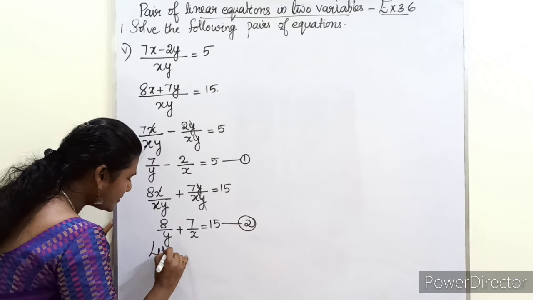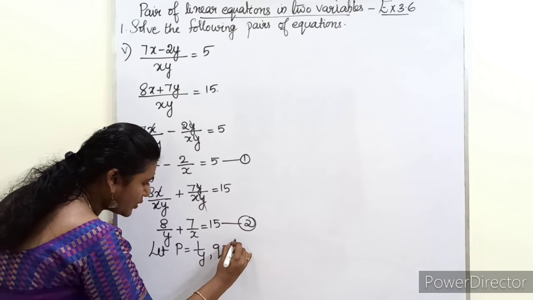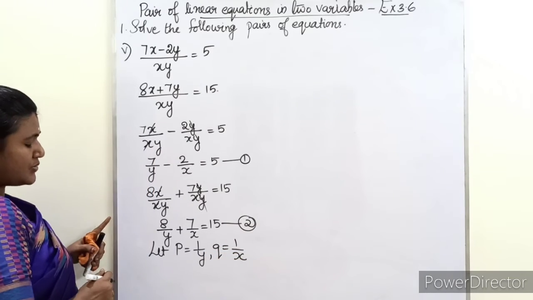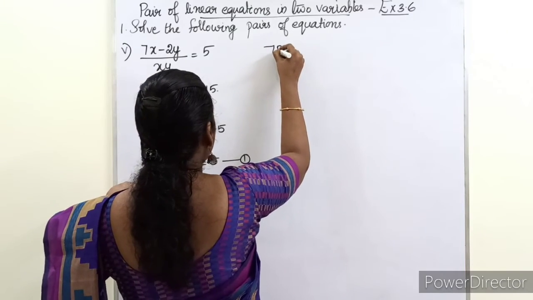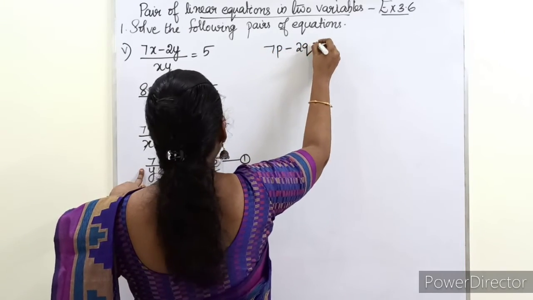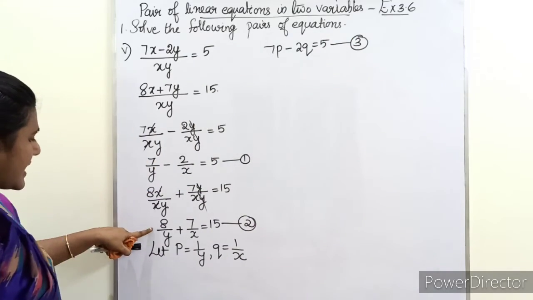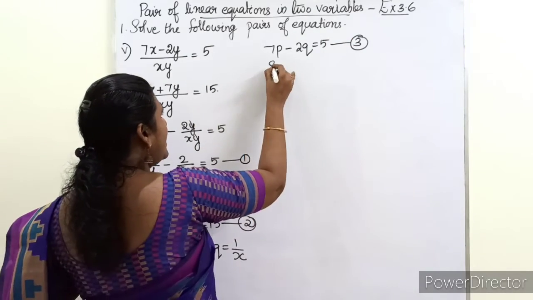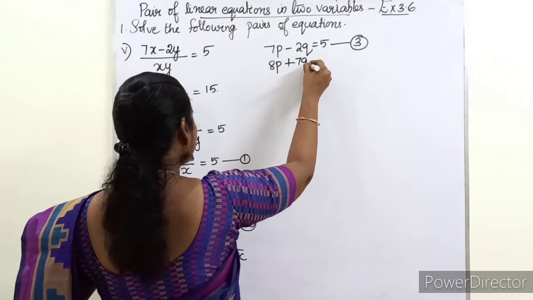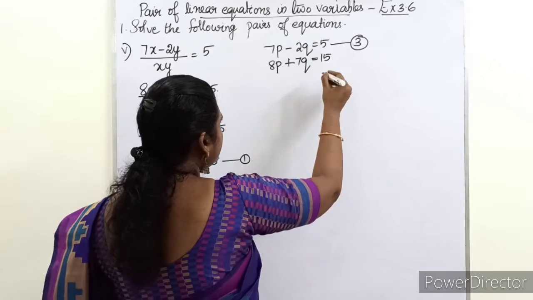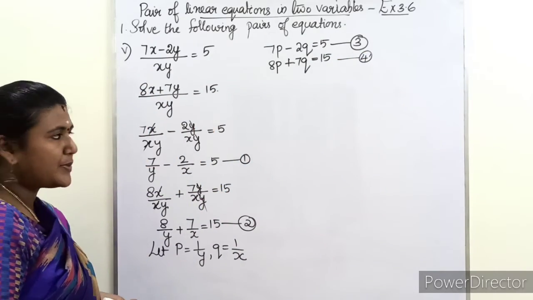Now we are going to do substitution. So p is equal to 1 by y and q is equal to 1 by x. I'm going to substitute like this. So equation 1 changes to 7p minus 2q is equal to 5. So this is our third equation, and the second equation changes to 8p plus 7q is equal to 15. So this is the fourth equation. Now we have to do the elimination method.